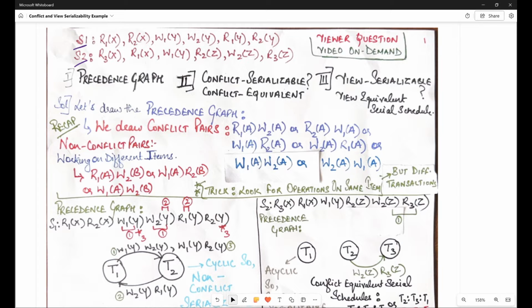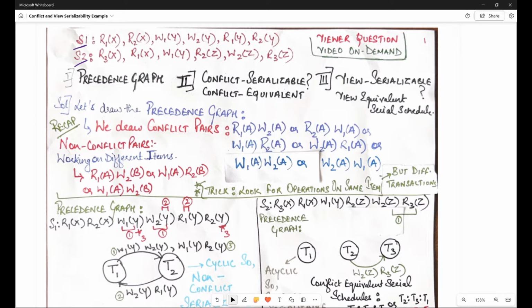Then view serializable. So if the schedules are view serializable or not, and if we can find some view equivalent serial schedules. Now, if you think about the connection between conflict and view serializability, you should recall I've made lots of videos on this. You can look at a past video, but a quick recap is that first of all, we draw the precedence graph in which we plot the conflict pairs. What are the conflict pairs? We'll talk about it quickly.